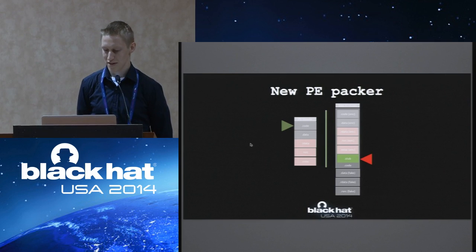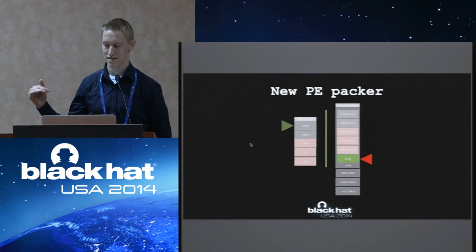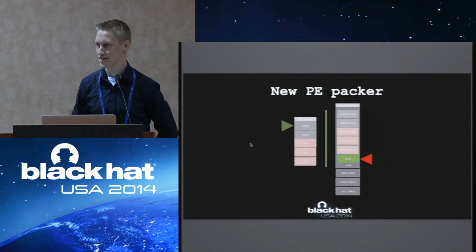We take all the sections of the initial executable, we encrypt them, we append our stub to it, and this whole data blob, we make this our new code section in our final executable. So in this case, our stub is in the code section. We can point the entry point into our code section, and it's not suspicious anymore.